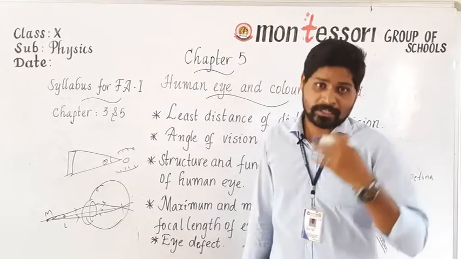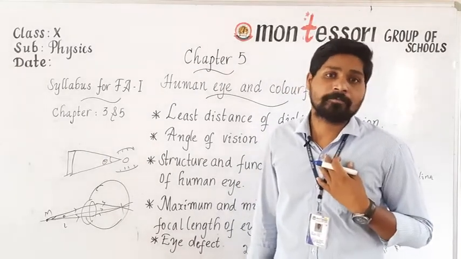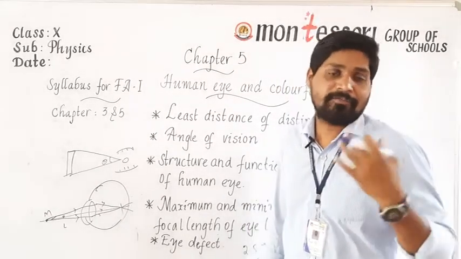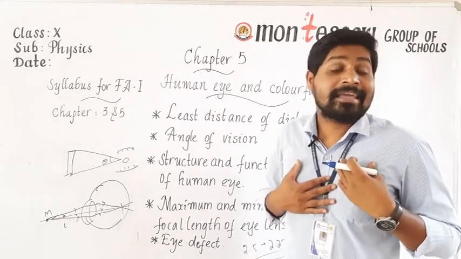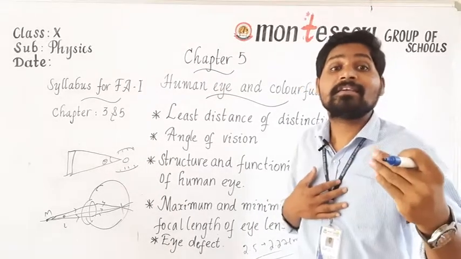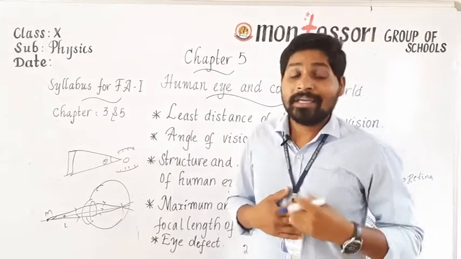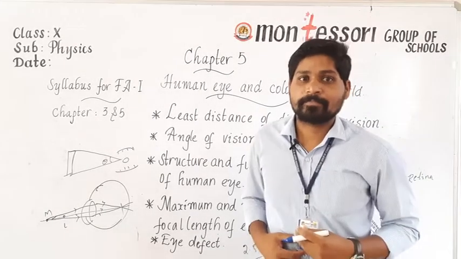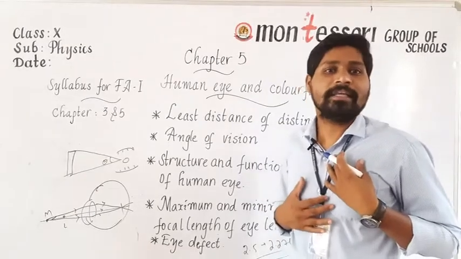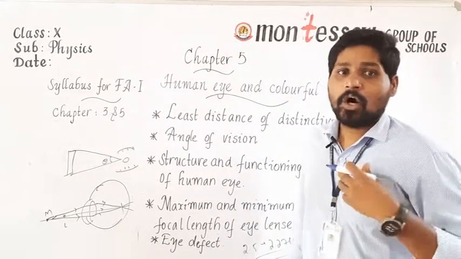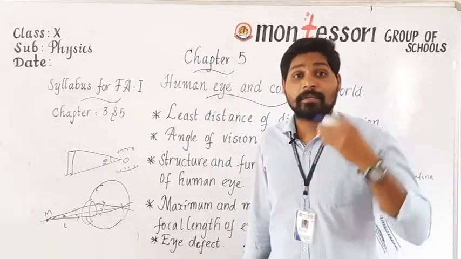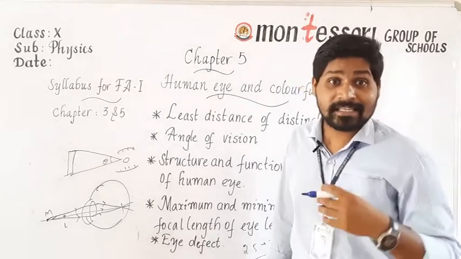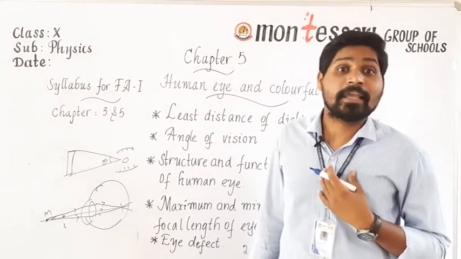For example, I am suffering with myopia, so my far point is 100 centimeters. That means I can see an object placed at 100 centimeters. Can I see an object placed at 110 centimeters? I cannot, because my far point is 100 centimeters. Now, if an object is placed between 100 and 25 centimeters, or at 75 centimeters, can I see that object? Yes, I can. Is it clear?